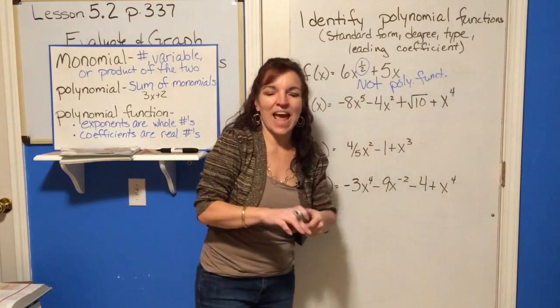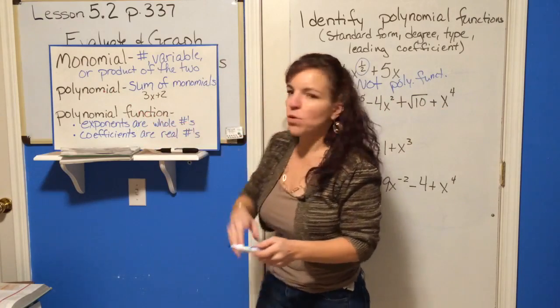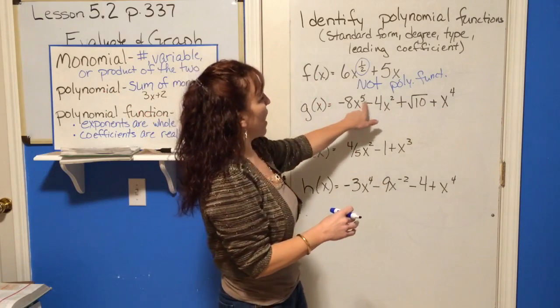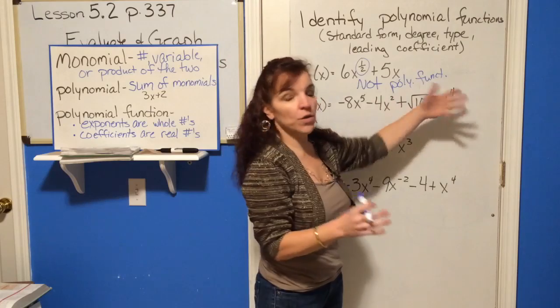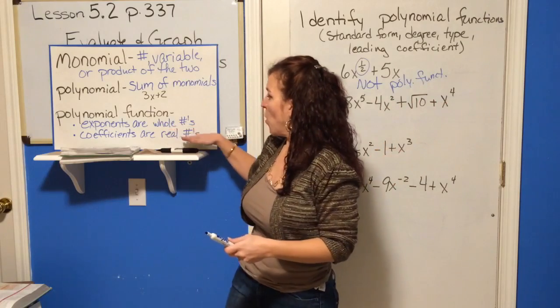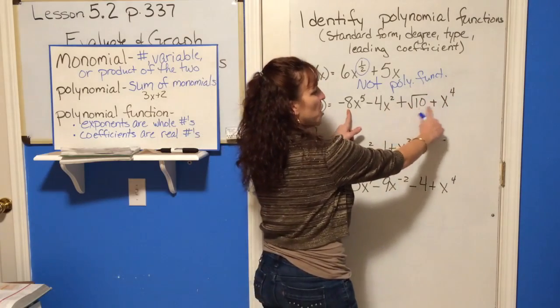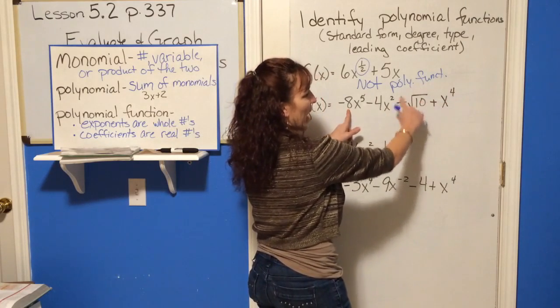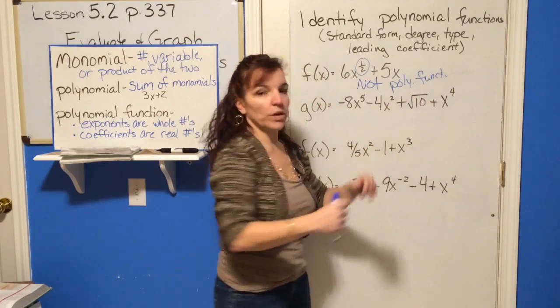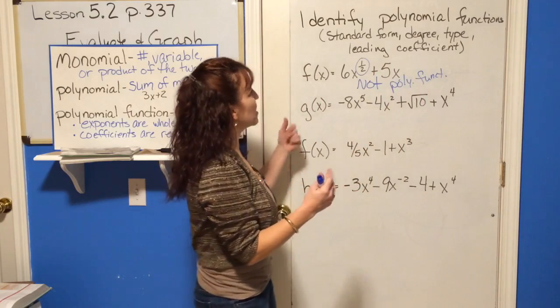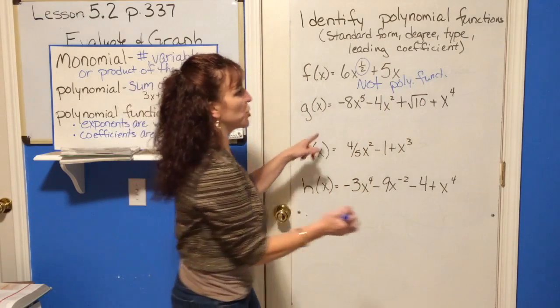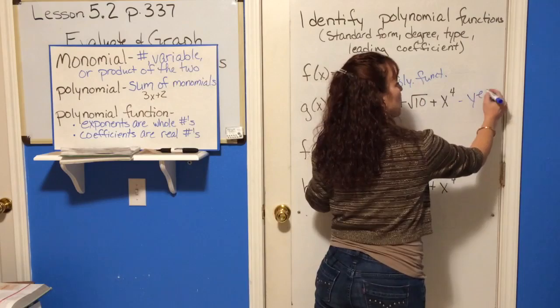So the two things that have to be true: the exponents have to all be whole numbers. I've got a 5, a 2, and a 4. Those are all whole numbers. We're good. The coefficients are real numbers. So the coefficients are the numbers in front of the variables and our constants, and those are all real numbers. So this is, in fact, a polynomial function, so it's yes.